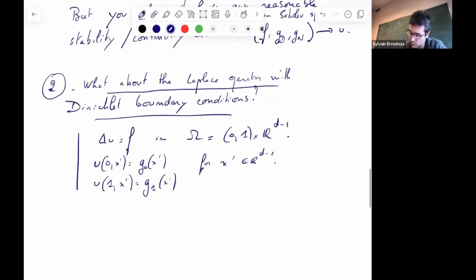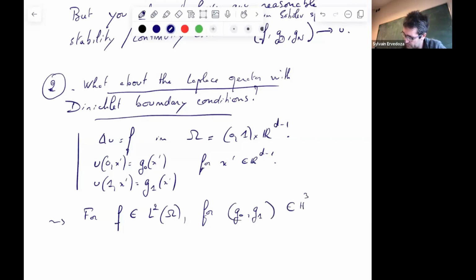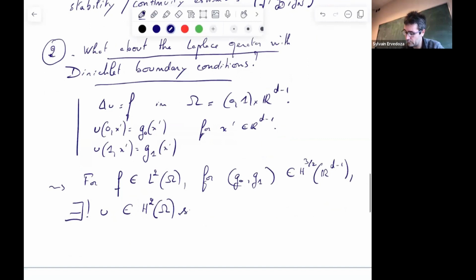And so in this case, you know that it is well posed. So for f in L2 of omega, for G0 and G1 in H3 half of R^(d-1), there exists a unique solution U in H2 of omega of the above problem.